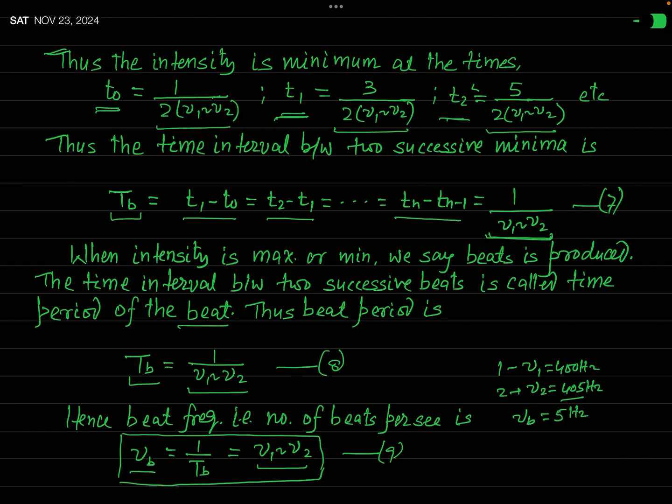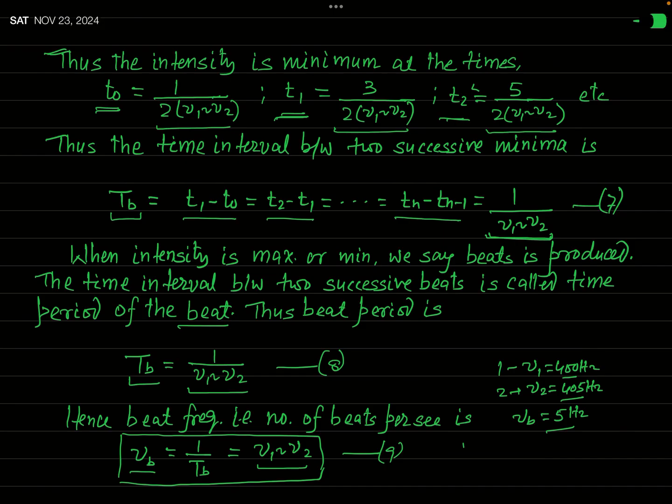You have to take 405 minus 400, the difference. It means in that case, in 1 second, intensity will become maximum 5 times, and intensity will also become minimum 5 times. So the beat frequency in that condition will be 5 Hz. Remember this, it is a very important result for objective questions: beat frequency is simply equal to the difference of the frequencies of the two superposing waves.